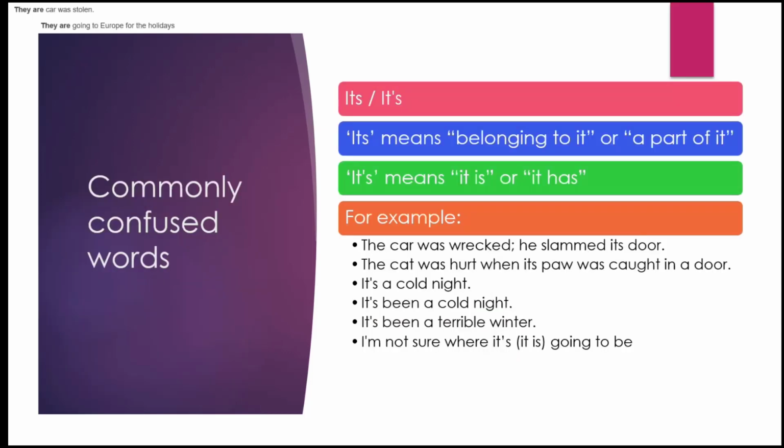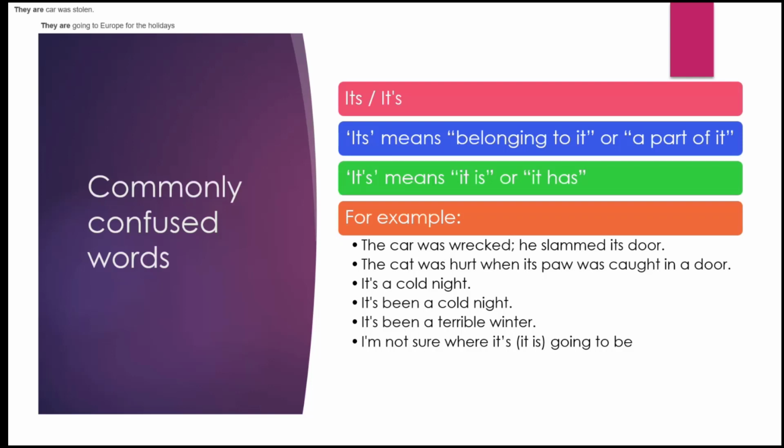Okay. Then you want to focus on its and it's, a mistake that is highly common in students' work. Just please note its means belonging to, while it's with the apostrophe s means it is or it has. For example, the car was wrecked. He slammed its door. The cat was hurt when its paw was caught in the door, right? Possession.